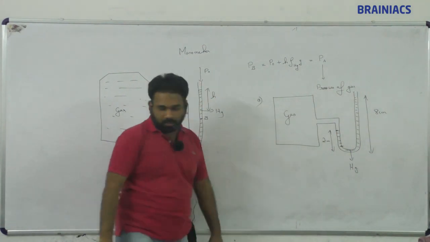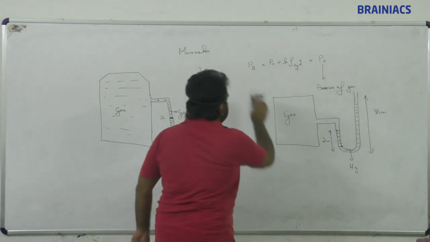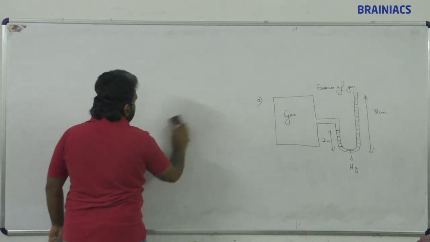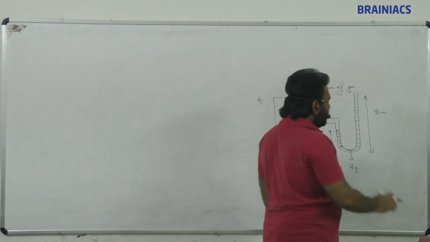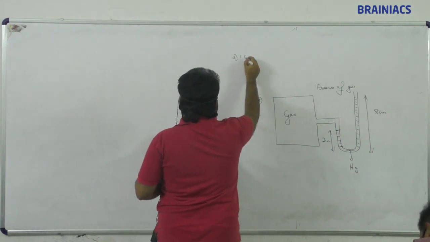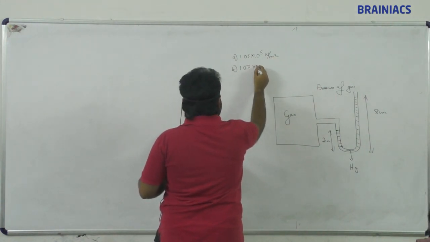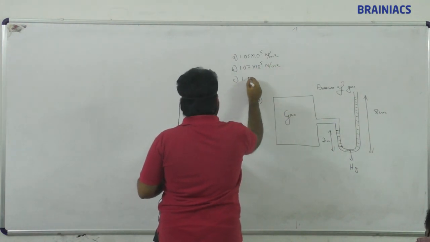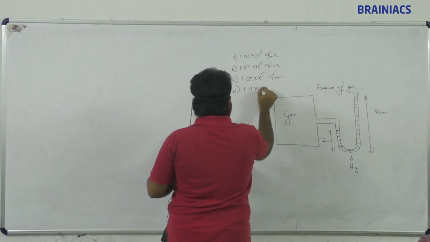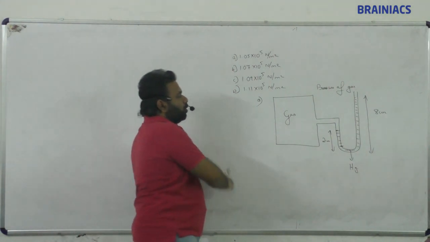Here this is the setup. So what is the pressure of the gas? Clear? What is the pressure of the gas? So that height, water, mercury, everything is given. This fluid can be something else also, but we should consider then h rho g, that density of that fluid. So these are the options. Find the pressure of the gas.